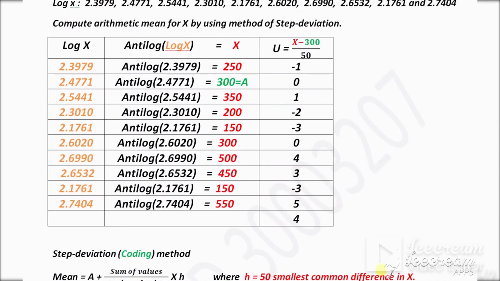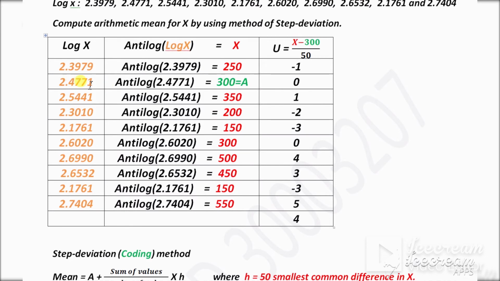That's why for u we need x. How to find this x? Because log x is given, how do we cancel the log? We can cancel log with anti-log. That's why take the anti-log of each number. Then log will cancel with anti-log and you will get x. Anti-log of this number with a calculator is 250.